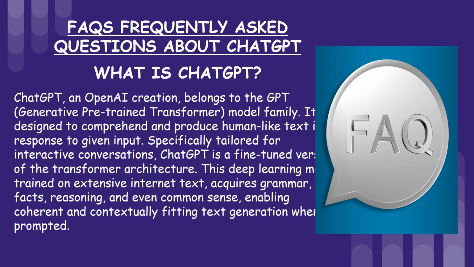Specifically tailored for interactive conversations, ChatGPT is a fine-tuned version of the Transformer architecture. This deep learning model, trained on extensive internet text, acquires grammar, facts, reasoning, and even common sense, enabling coherent and contextually fitting text generation when prompted.